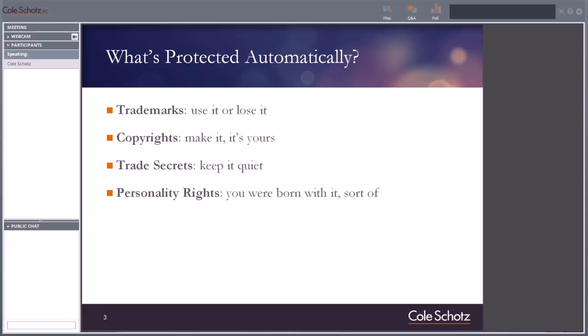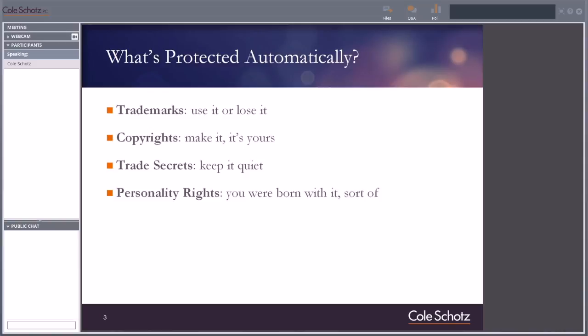So moving on to copyrights: make it yours. Again, there's a common misconception that registration is necessary to be afforded copyright protection. This again is incorrect. In fact, you hear many people saying, I need to get my copyright. What they're really referring to is a copyright registration, not the copyright itself. And just to touch on for a moment, a copyright, I believe, was talked about in the first webinar. A copyright is actually a bundle of rights, not some sort of amorphous concept. It's the right to copy, perform, create derivative works, etc.